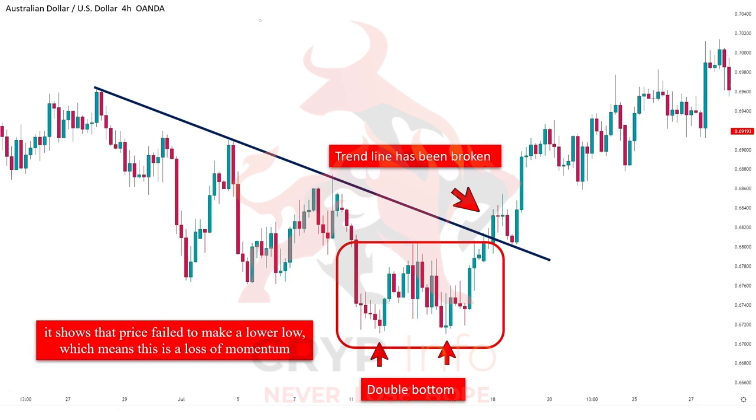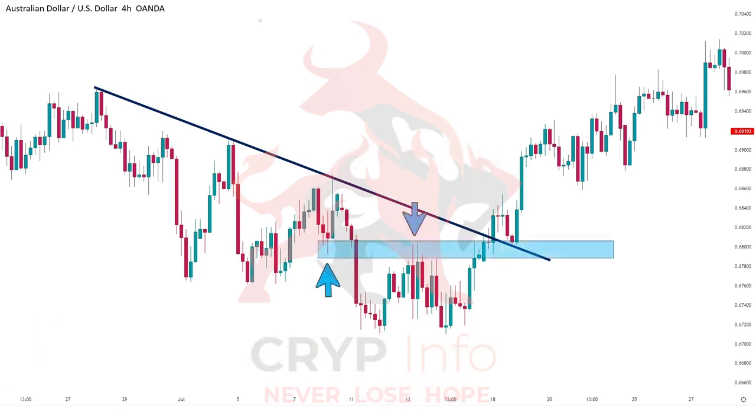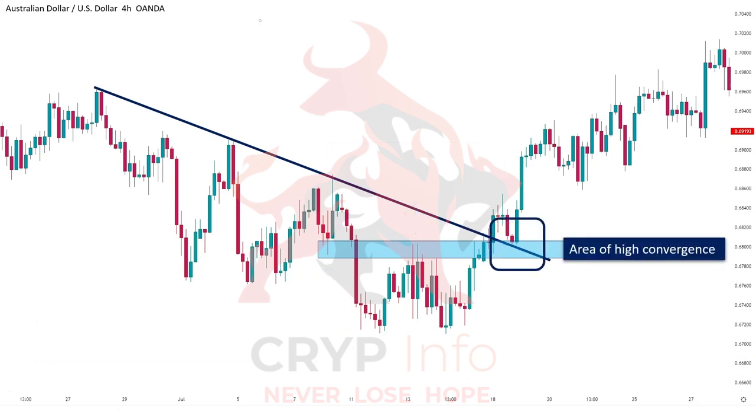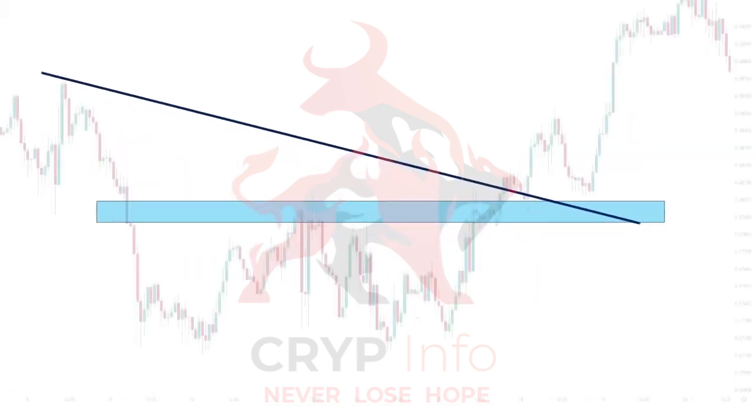Now in the second step, we can identify this key level that has acted as both support and resistance. Third, we can identify this area of high convergence, where your key level and the back of the trend line cross. Now that we identified our optimal trading zone, let's jump into the lower time frame to have a more precise and early entry.